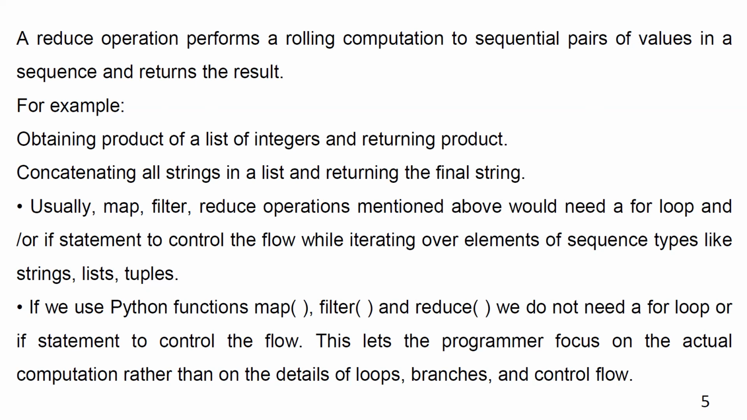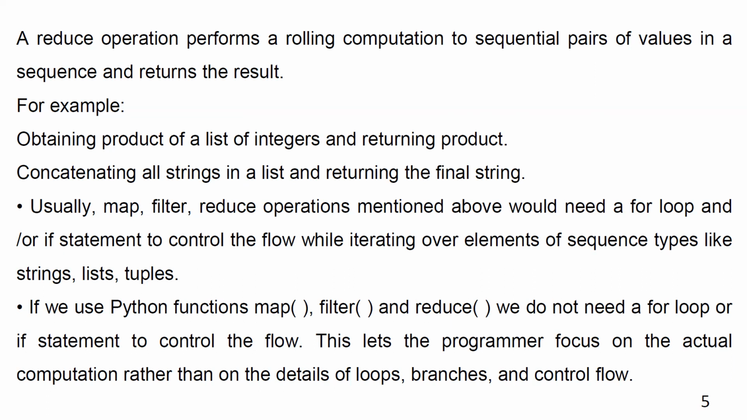Usually, the map, filter and reduce operations mentioned above would need a for loop and/or an if statement to control the flow while iterating over elements of sequence types like strings, lists and tuples. So whenever we are using these operations, we have to use either a for loop or an if statement.